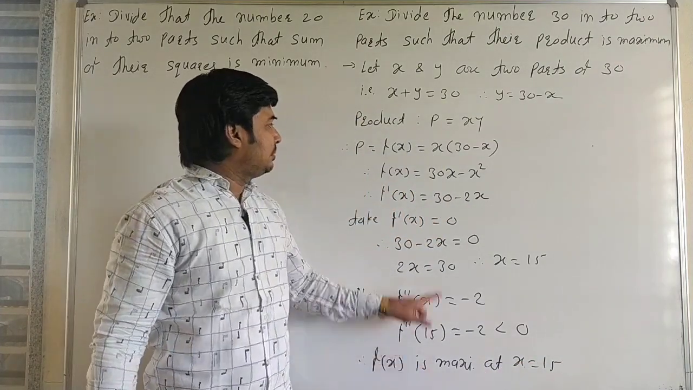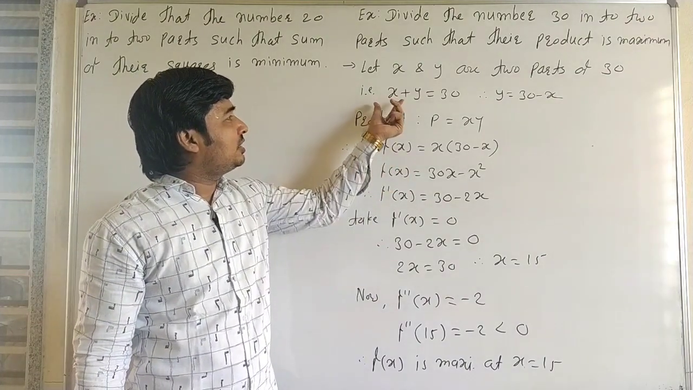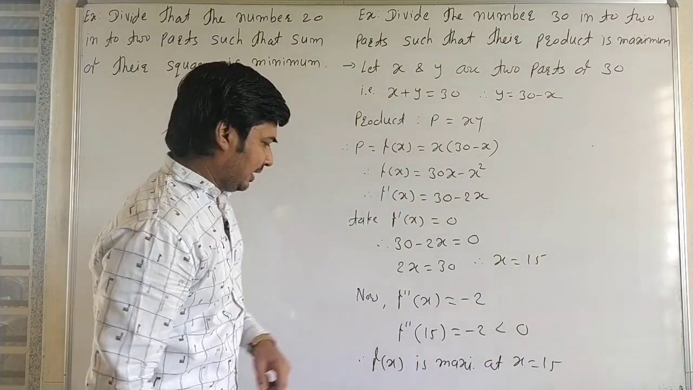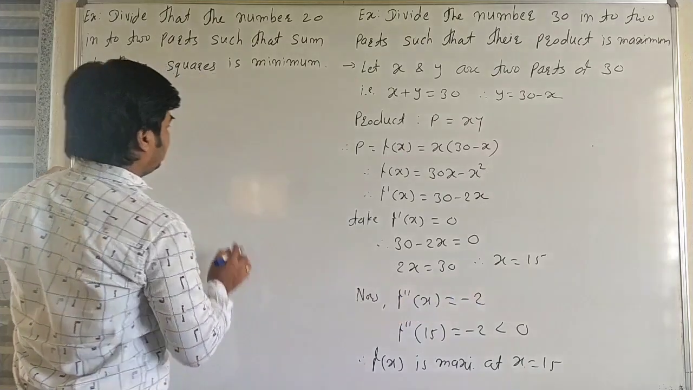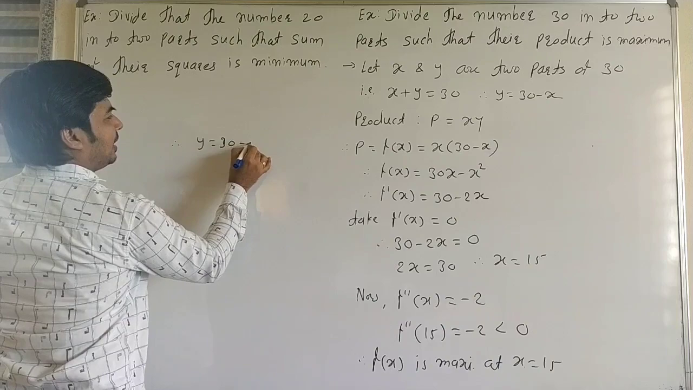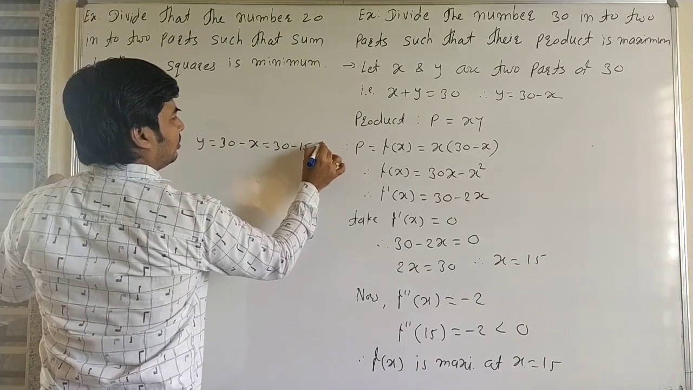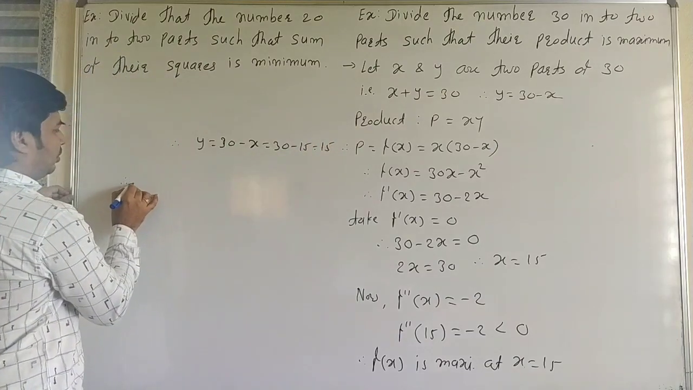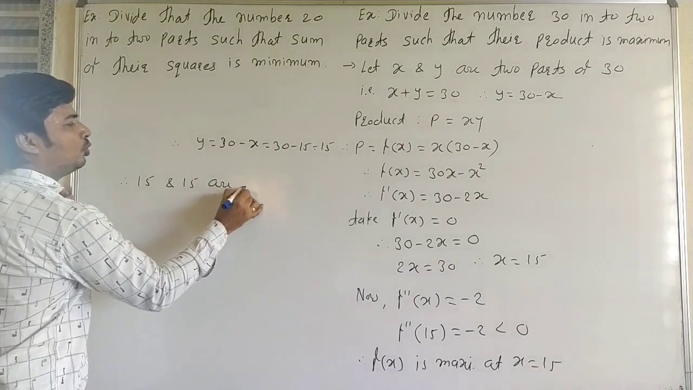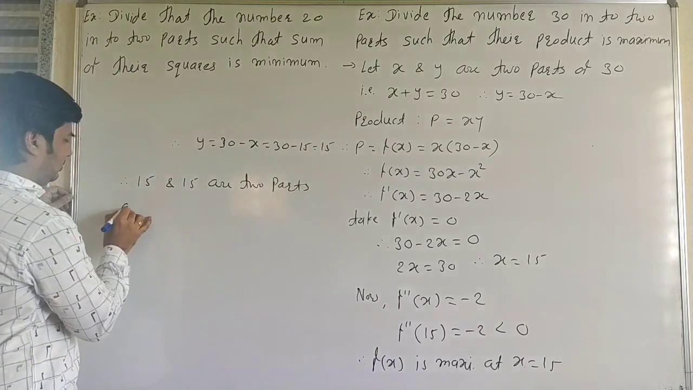Here f of x is the product, and the product is maximum when x is equal to 15. When x is 15, y is also 15, since y is equal to 30 minus x, that is 30 minus 15, which is also 15. Therefore 15 and 15 are the two parts of 30.